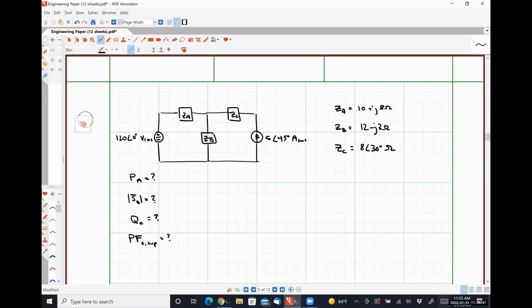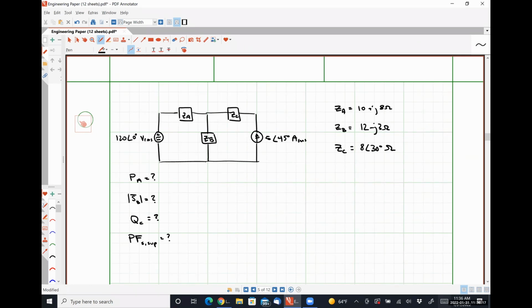I disagree with that sentiment. The only voltage I know is that there is a 120 angle 0 volt RMS potential difference between the top left corner of the circuit and the bottom of the circuit, which does not correspond to the voltage drop over any of my impedances by themselves. Or wouldn't the ZC just be corresponding to the current source? That is true.